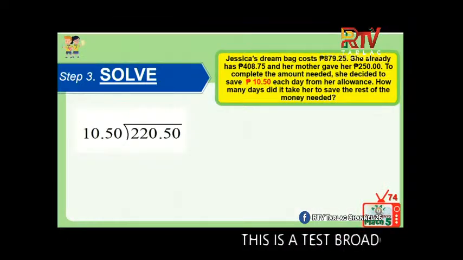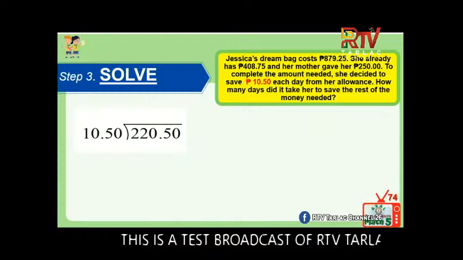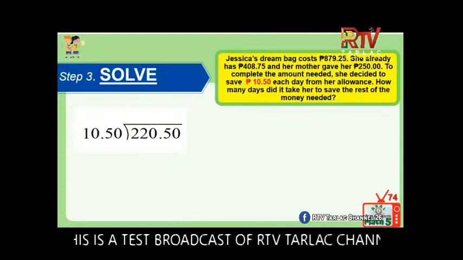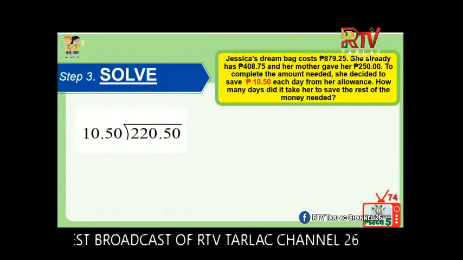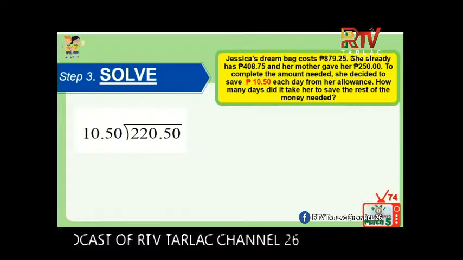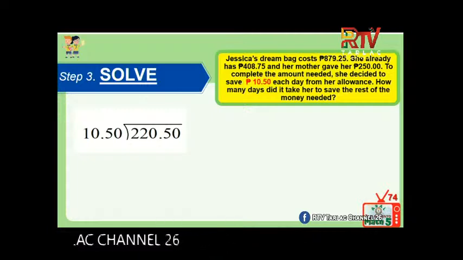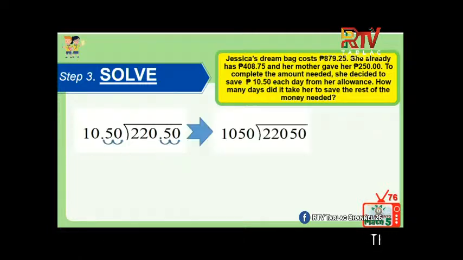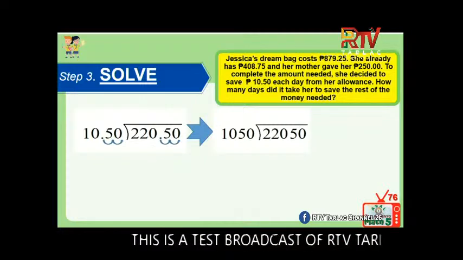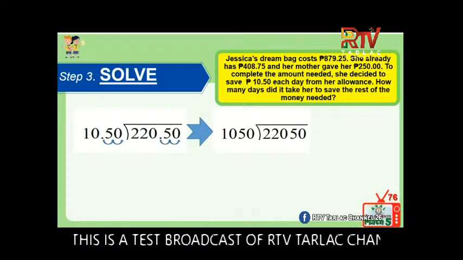Finally, to find the number of days she will take to save the rest of the money she needed, we will divide the amount of money she still needs by the amount she saves daily. Again, change the divisor to a whole number. Move the decimal point to the right. 10.50 will now become 1,050.